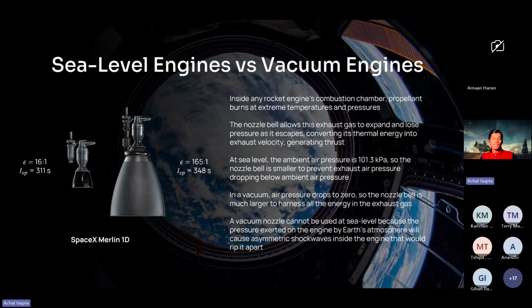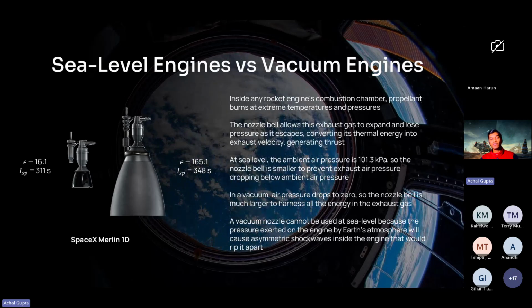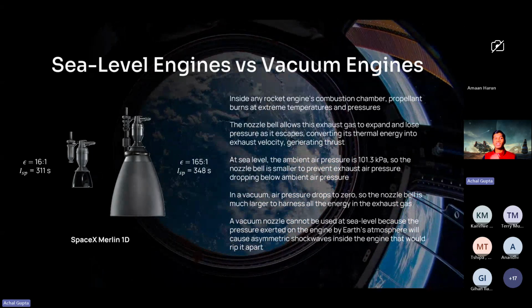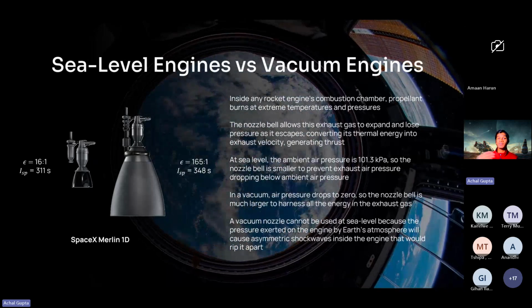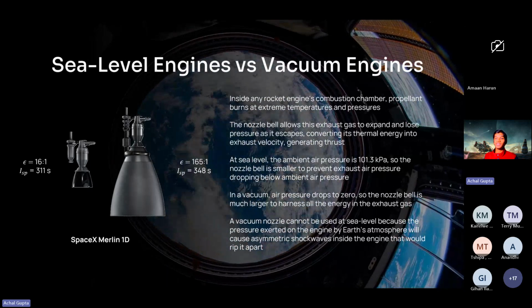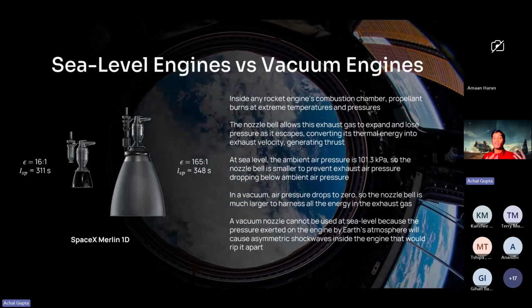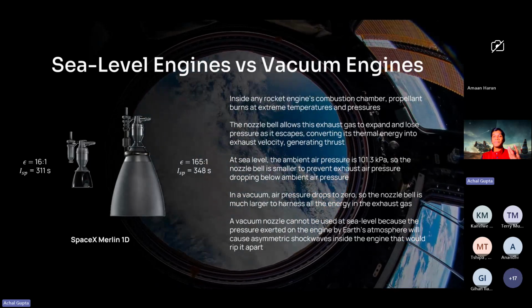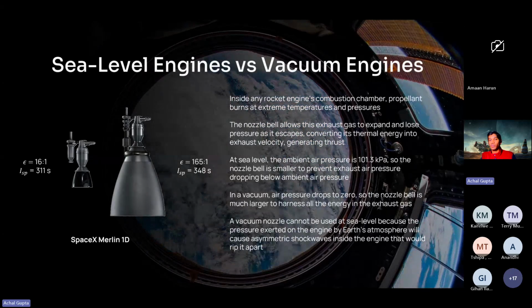So for the SpaceX Merlin 1D, which I talked about earlier, the sea level variant has an ISP of 311 seconds for an expansion ratio of 16:1. But for the vacuum variant, where the expansion ratio is more than 10 times that, 165:1, our ISP increases to 348. So our engine became more efficient because we're squeezing out more delta V from each specific amount of fuel that we have.